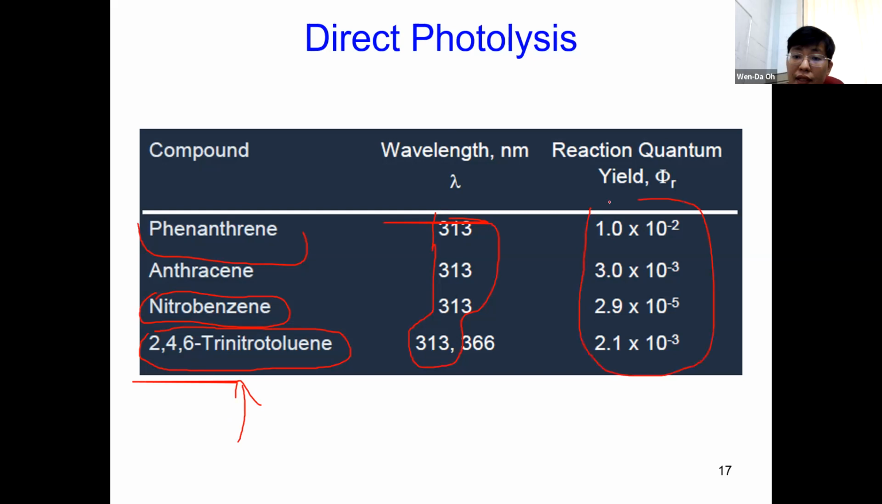So that means that reaction in the environment is less likely, very low in terms of the percentage of photons that they absorb and react in the environment. You can see 1 × 10⁻², which means around 0.02, right? So this nitrobenzene is 0.0003, very, very low. So that will mean that the molecule is quite stable to photolysis.